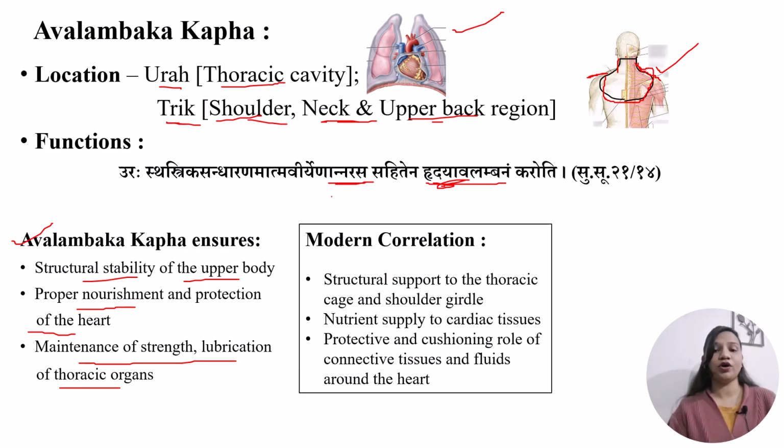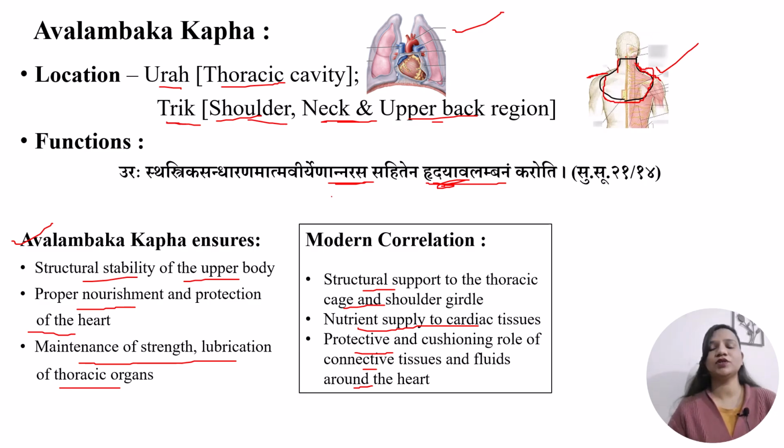By modern correlation, we can understand it as the structural support to the thoracic cage and shoulder girdle. The structural support of the thoracic cage and shoulder girdle is also provided by kapha dosh. Here we can also compare with kapha dosh, and nutrient supply to the cardiac tissues is also performed by kapha dosh. Protective and cushioning role of the connective tissues and fluids around the heart.